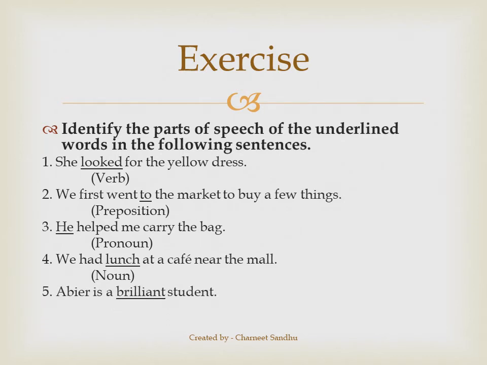Next, Abir is a brilliant student. Now here in this sentence we have 2 nouns. One is Abir and the second one is student. So which part of speech does brilliant belong to? Brilliant is an adjective because it gives you more information about the student. What kind of a student is Abir? Abir is a brilliant student. So adjective will be your answer.